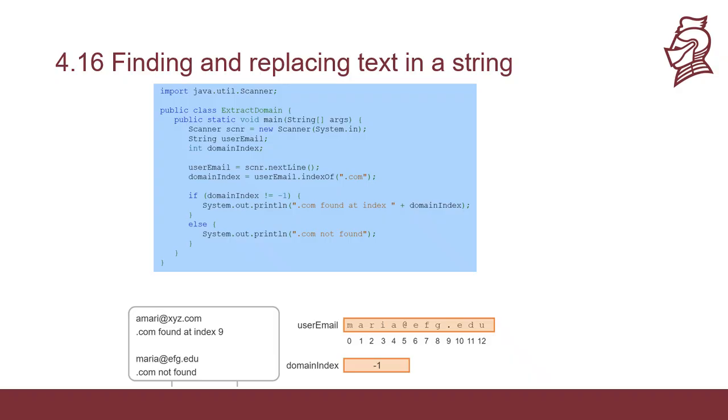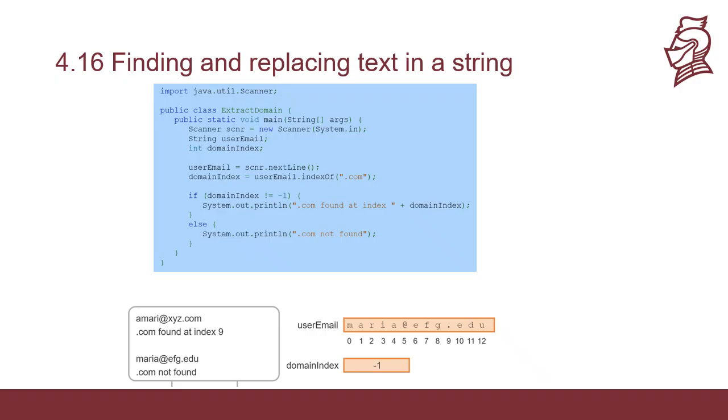So say we have this internet address, and we want to find the index of the domain. The domain of an internet address is like the .com part or the .edu part, that kind of thing.